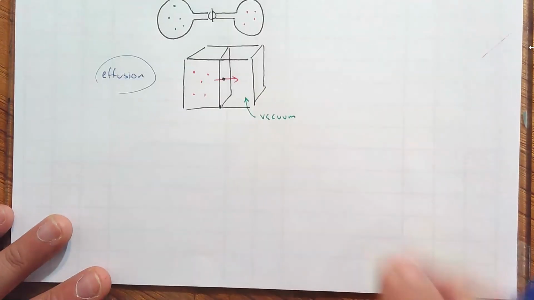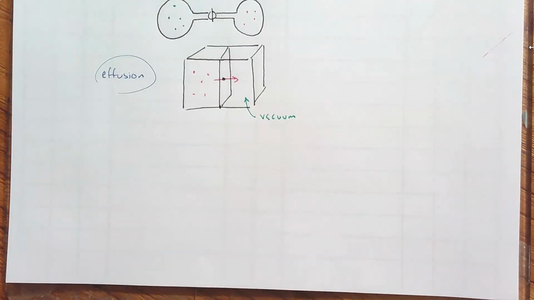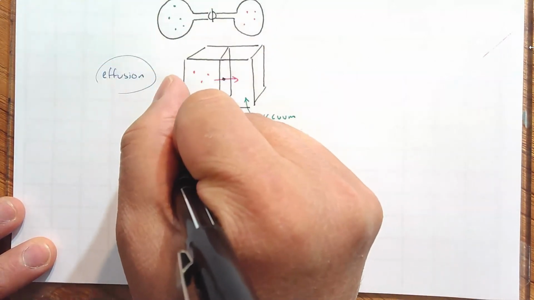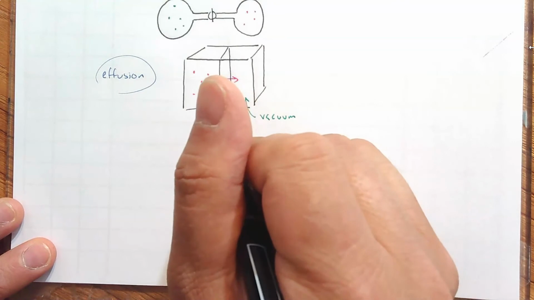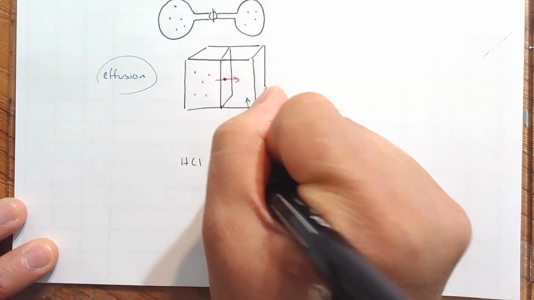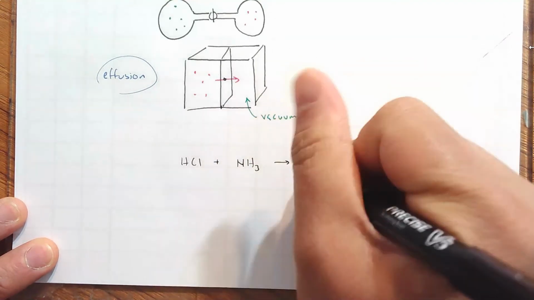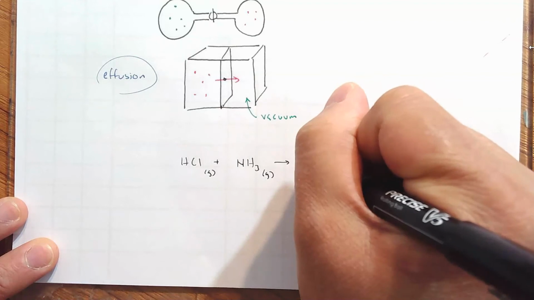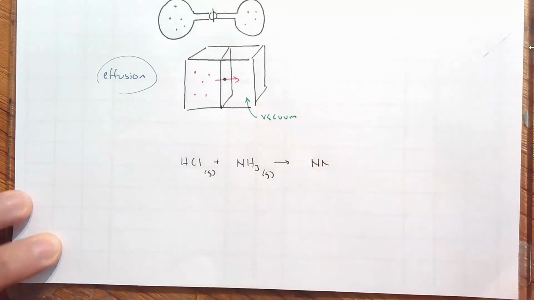So let me set up an experiment, and I'll show you the schematic in just a bit. If we take HCl plus ammonia, we actually get a salt. So both of these are gas. The salt is NH4Cl.